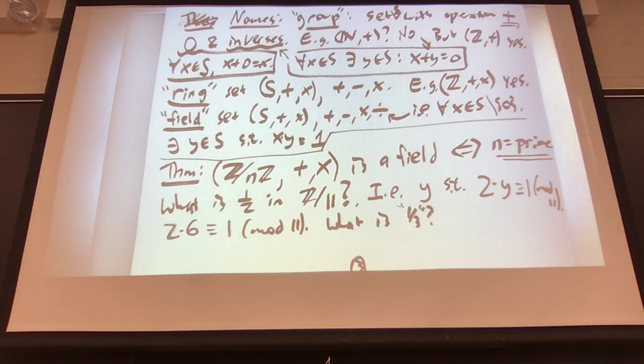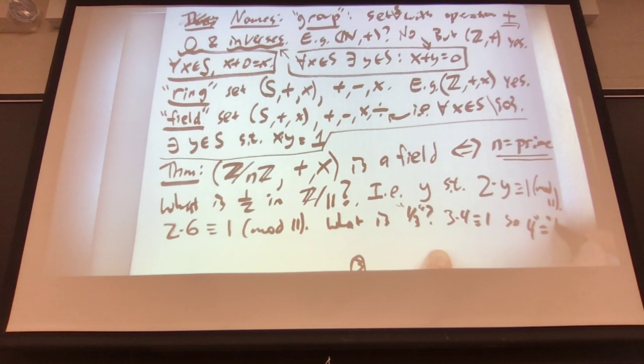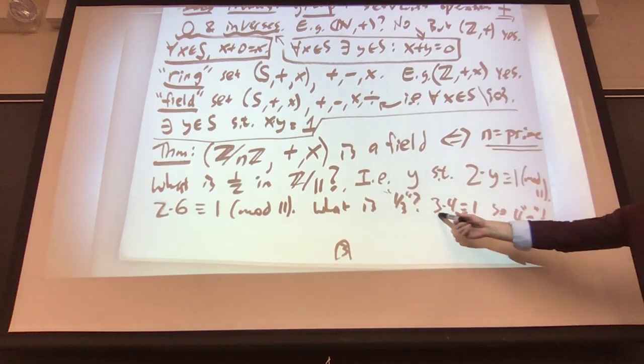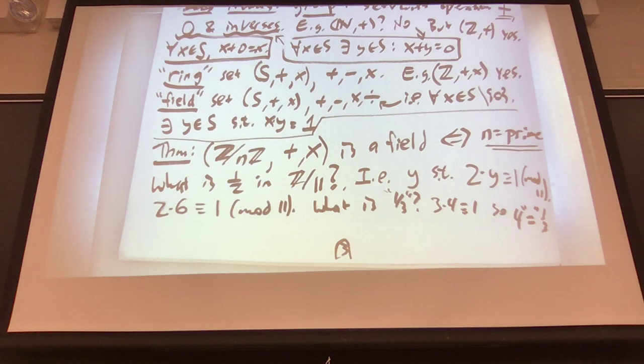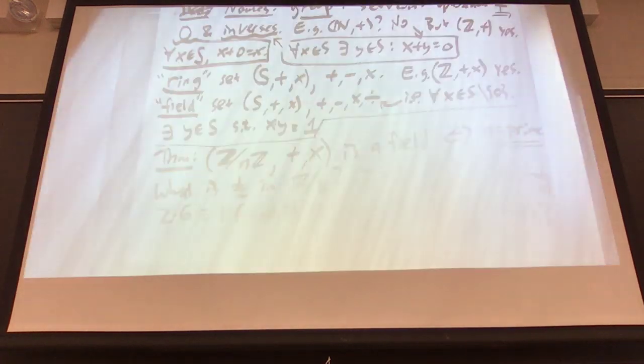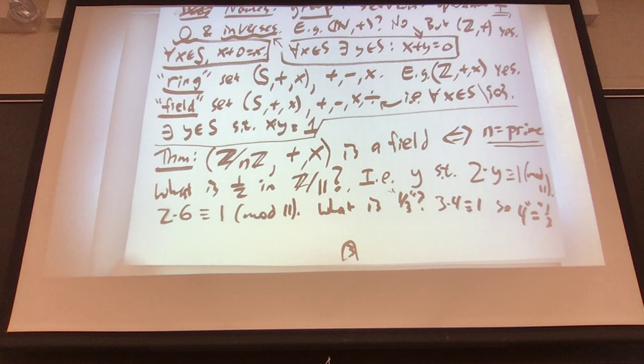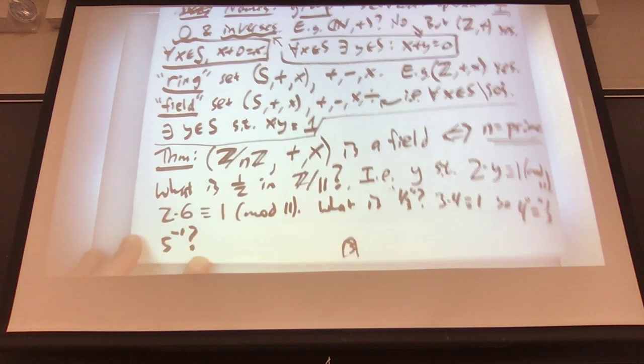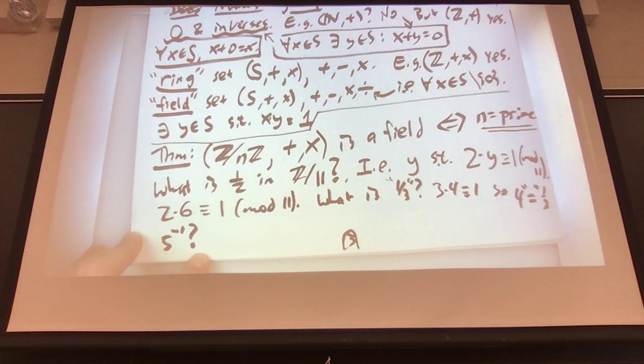Does everybody have it? Ready? On a count of 4. What's the answer? 4. So 3 times 4 is 1. So 4 is equal to a third. I mean, again, not really, but the point is we can solve this equation. That's what it means to be a third. Okay? Inverse of 5. What's a fifth, mod 11?